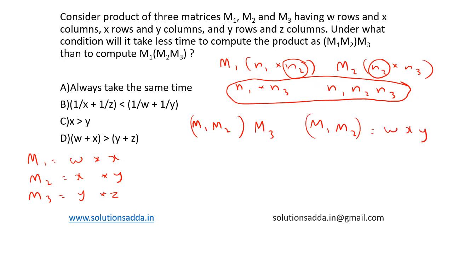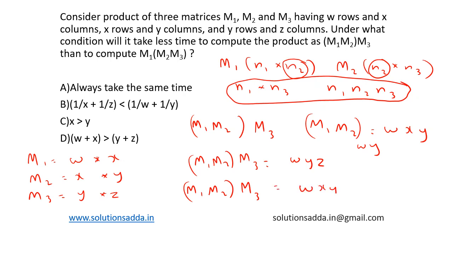So this multiplication of M1 M2 requires W X Y multiplications. The product of M1 M2 will be of dimension W Y, and M3 is a matrix of dimension Y Z. Now this M1 M2 multiplied by M3 would require how many multiplications? We need W Y Z multiplications. So in total, M1 M2 followed by M3 would require W X Y plus W Y Z multiplications. This is equation number 1.